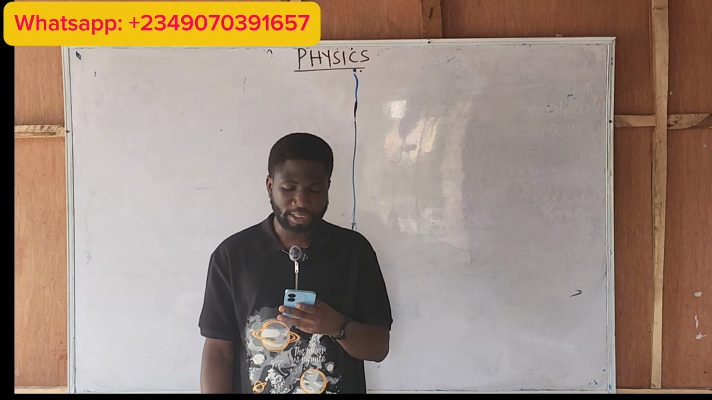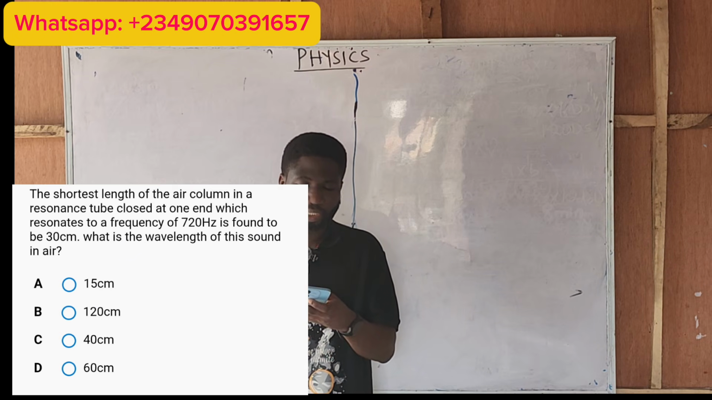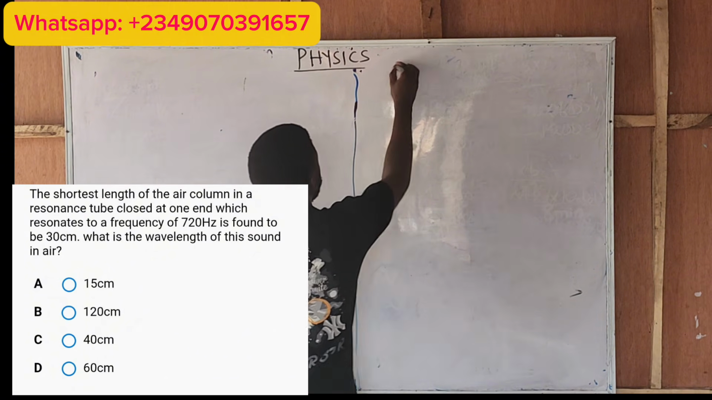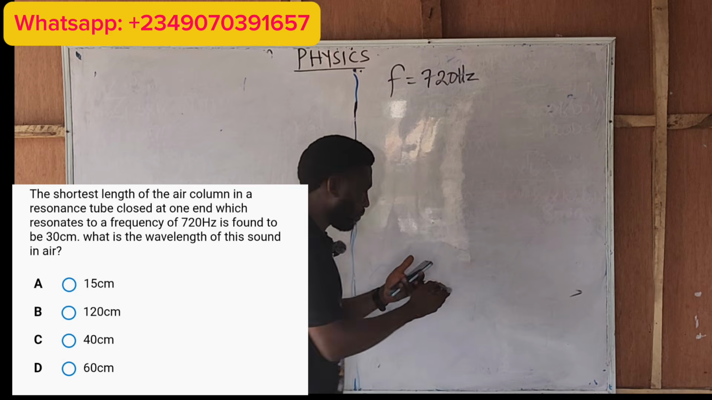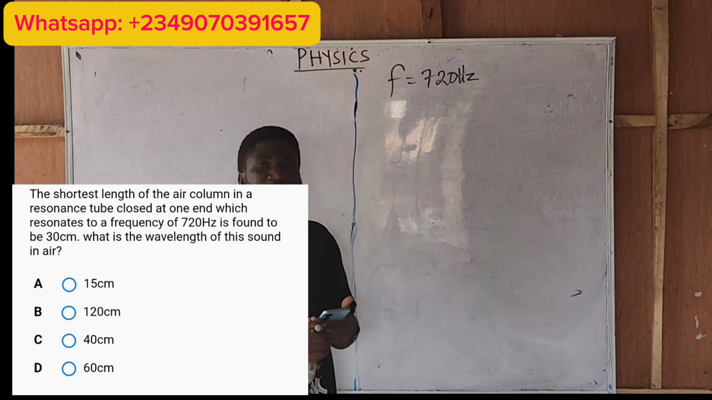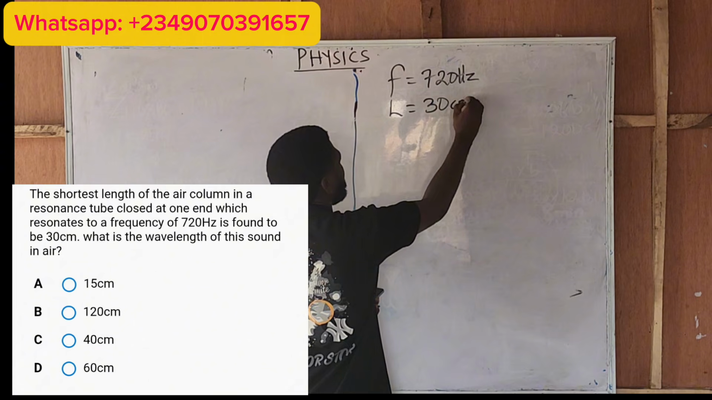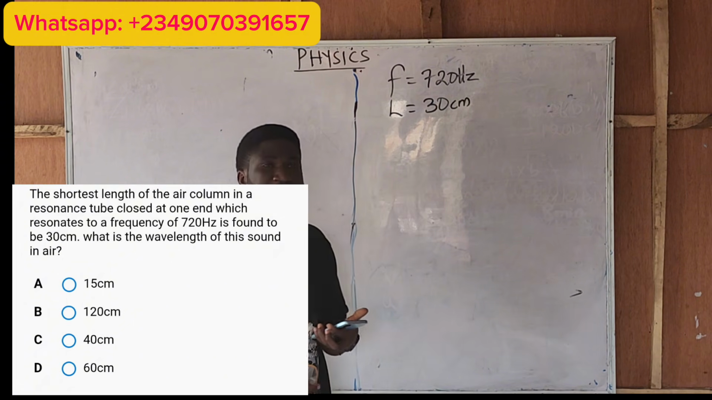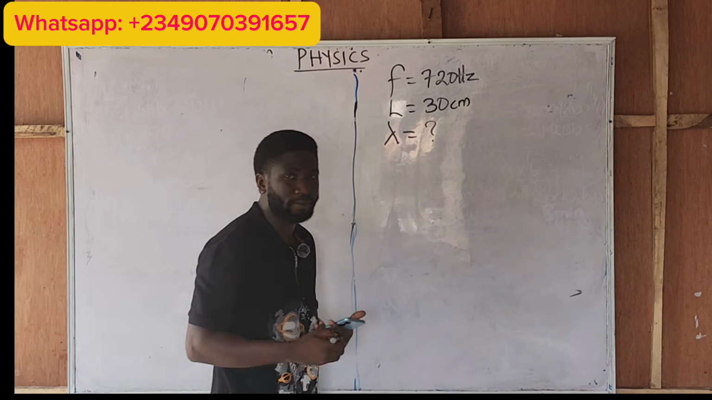The next question says, the shortest length of the air column in the resonance tube closed at one end, which resonates to a frequency of 720 Hz. So we have the frequency to be 720 Hz. It is found to be 30 centimeter. That is the length. So L is 30 centimeter. What is the wavelength of this sound in air? We want to get to know the wavelength of the sound in air.